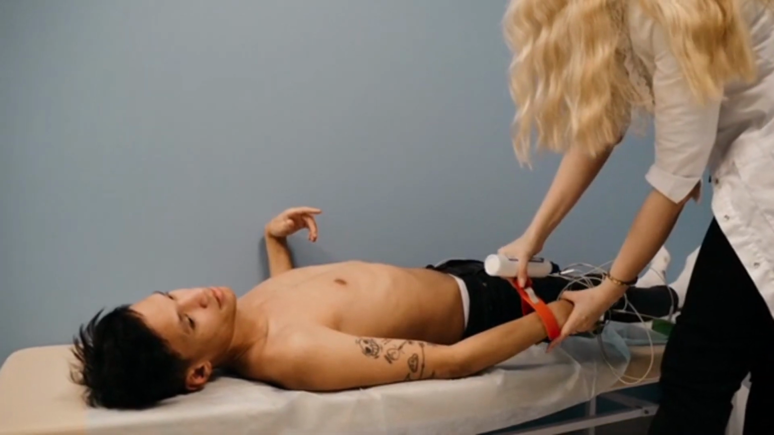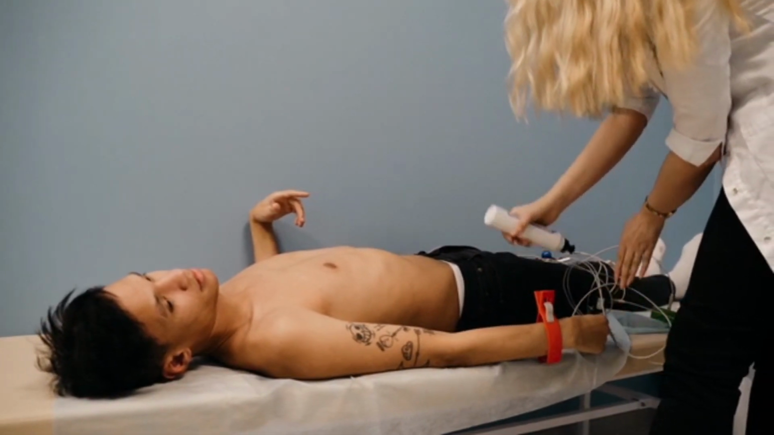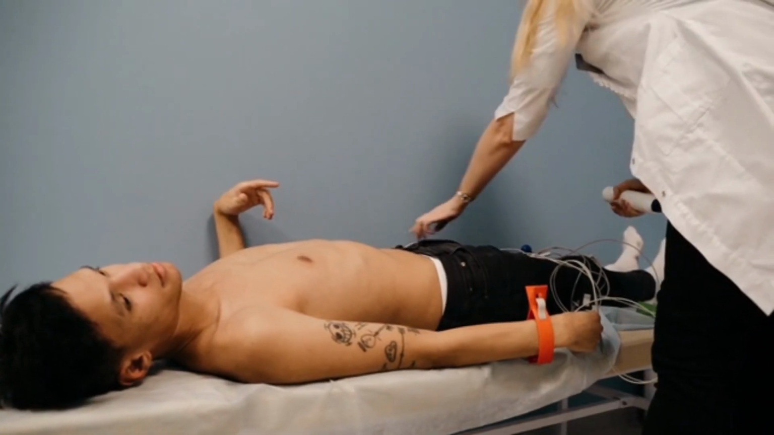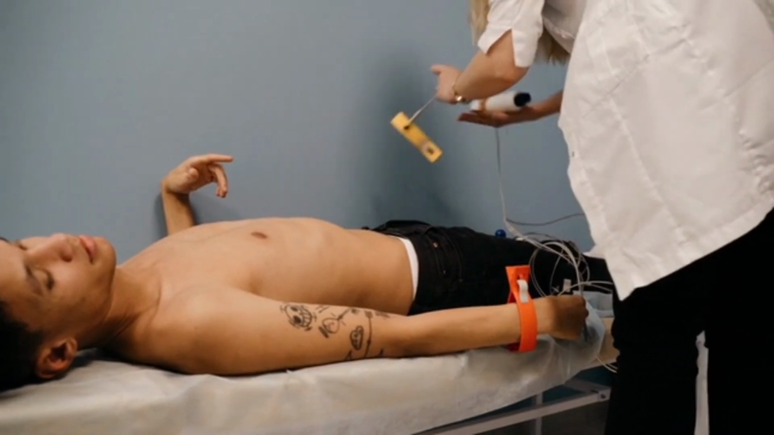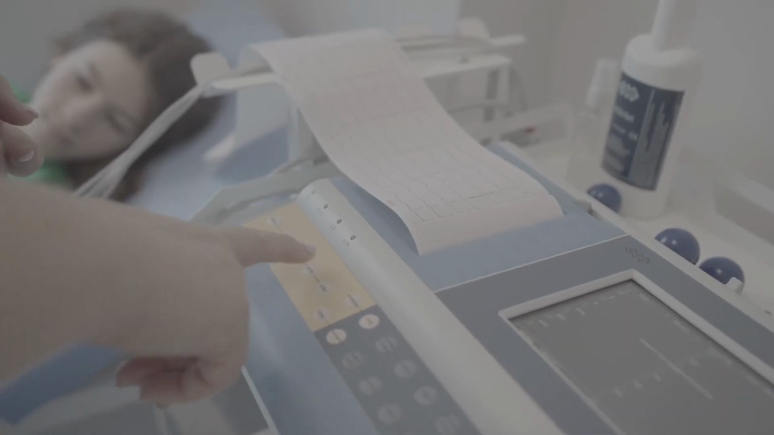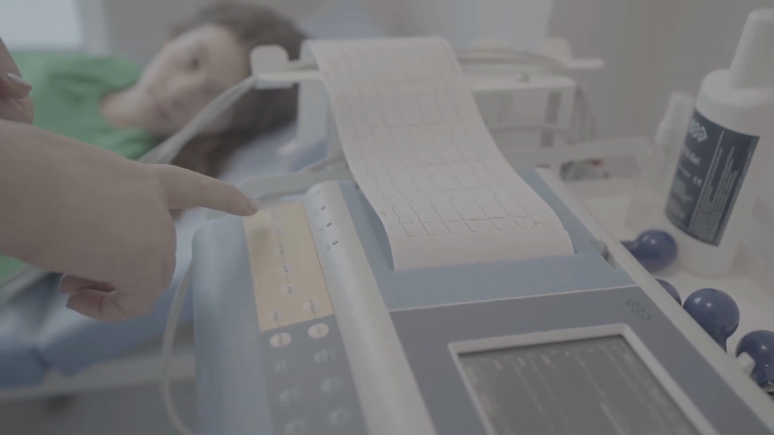Electrode placement. The healthcare professional attaches adhesive electrodes to specific locations on the patient's chest, arms, and legs. The number and placement of electrodes can vary, but the standard 12-lead ECG uses 10 electrodes. Connection to the ECG machine. The electrodes are connected to the ECG machine through lead wires, which transmit the electrical signals from the heart to the machine.